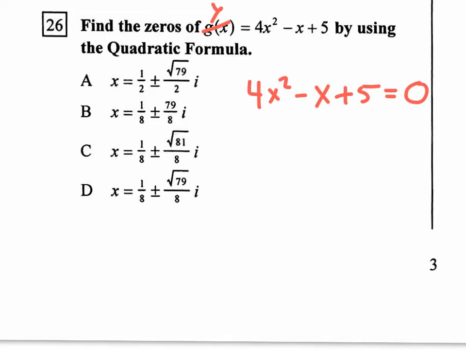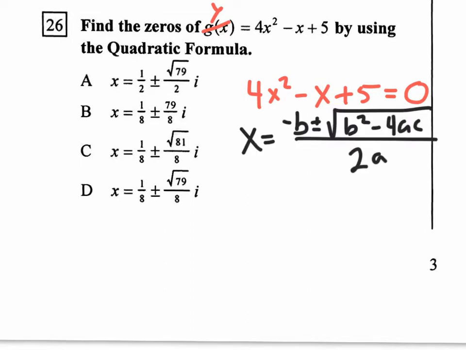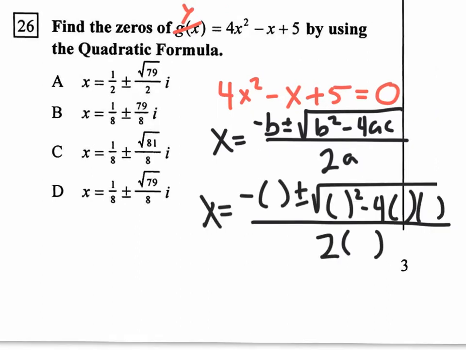Now at this point, since I see that none of my answers are nice answers like 3 and 4, 5 and 6. They all have roots and fractions and even imaginary values. So I'm going to jump right into the quadratic formula. And there's the quadratic formula: negative b plus or minus the square root of b squared minus 4ac divided by 2a. The way to use it would be to replace the b's, a's, and c's with parentheses. I'm going to plug in the a, the b, and the c value.